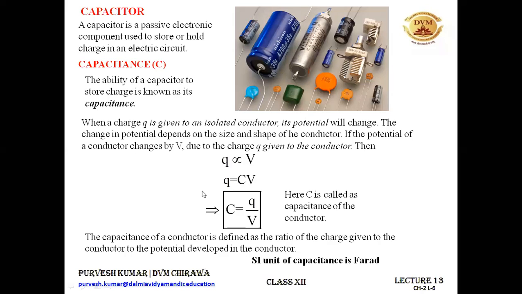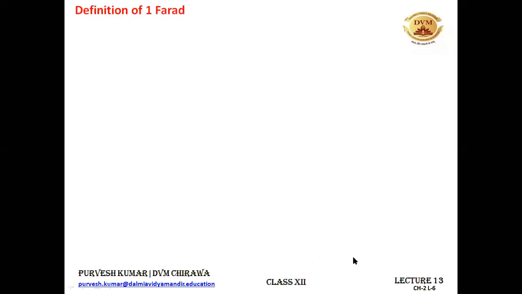All right. So let's define what a farad is. Let's see how we can write the definition. Definition of 1 farad: 1 farad is equal to 1 coulomb upon 1 volt, because C is equal to Q by V. Q is measured in coulomb, V is measured in volts. So 1 farad becomes equal to 1 coulomb upon 1 volt.